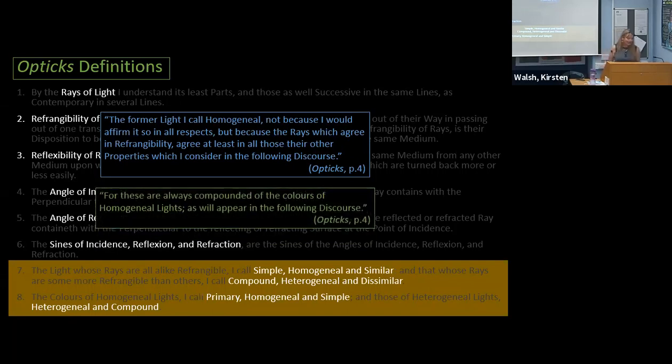He also writes, when he's talking about the compound colors, for these are always compounded of the colors of homogeneal lights, as will appear in the following discourse. Actually, I don't know why I put that quote there. I think it's just telling us what he's aiming to do in the following experiments.